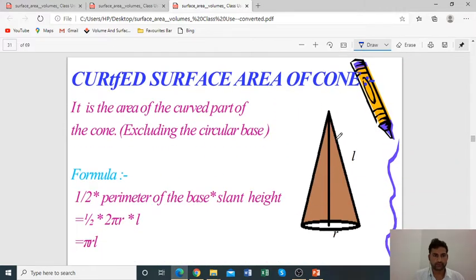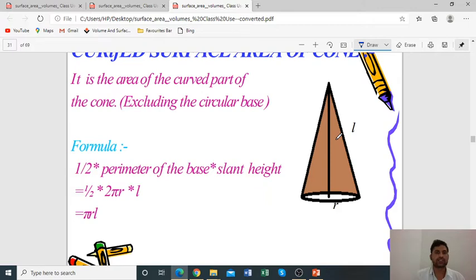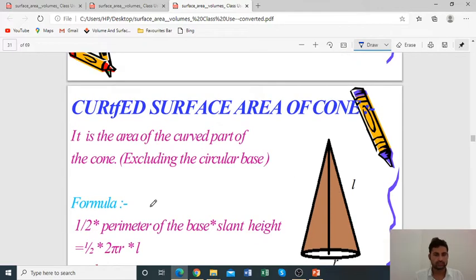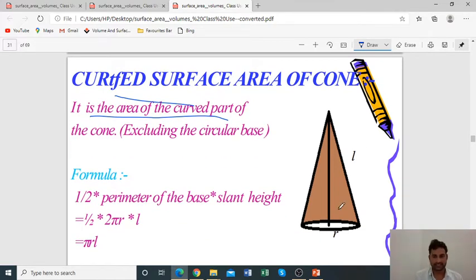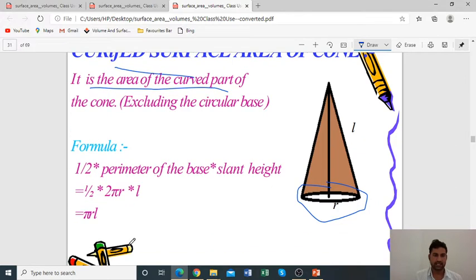Curved surface area of cone. It is the area of the curved part of the cone, excluding the circular base. Okay, curved part means excluding the circular base. So the formula is half of the perimeter of the base multiplied by slant height. Half of the perimeter of the base is 2 pi r. So half multiplied by 2 pi r multiplied by slant height L. 2 cancels 2. So curved surface area is pi r L.